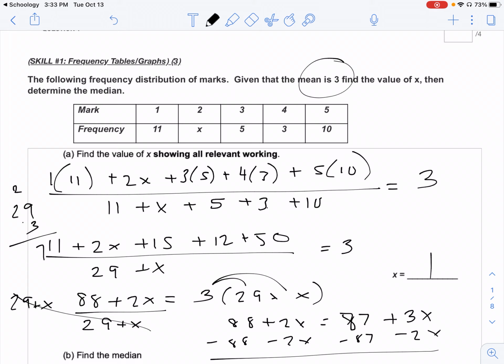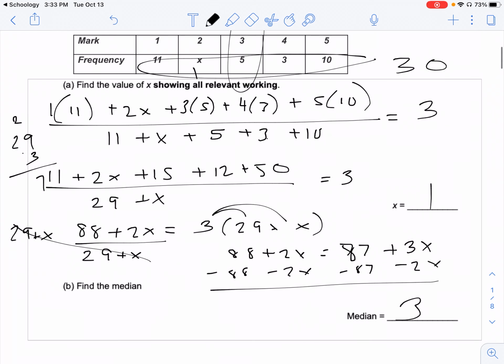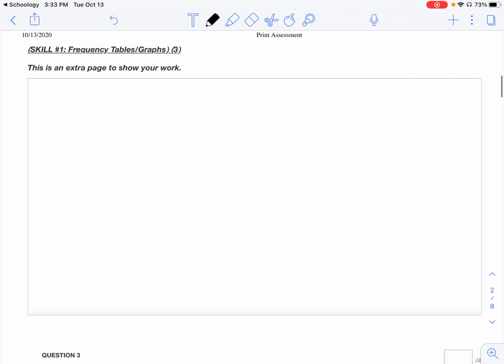To find the median, I know then that there are 30 values. So the median would occur between 15 and 16. If x is 1, then 15 and 16 would be right in here. The median is 3. But most of you did a really good job on skill 1.